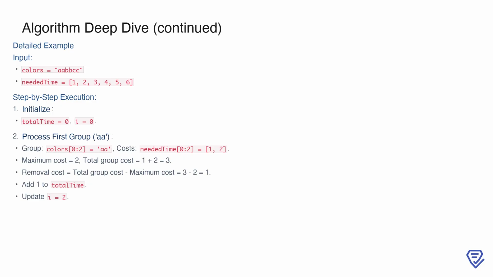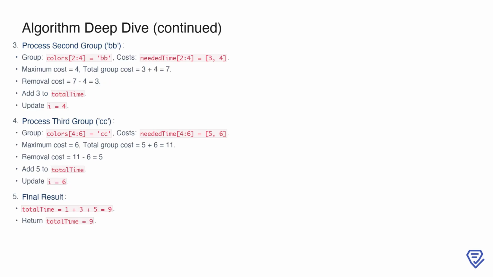The costs for this group are 1, 2, with a maximum cost of 2 and a total group cost of 1 plus 2 is equal to 3. To retain the balloon with the highest cost, we remove the others, incurring a removal cost of 3 minus 2 is equal to 1. This value is added to total time, and the pointer is updated to the next unprocessed position, which is 2. By systematically calculating and updating these values, we ensure the solution remains both correct and efficient.